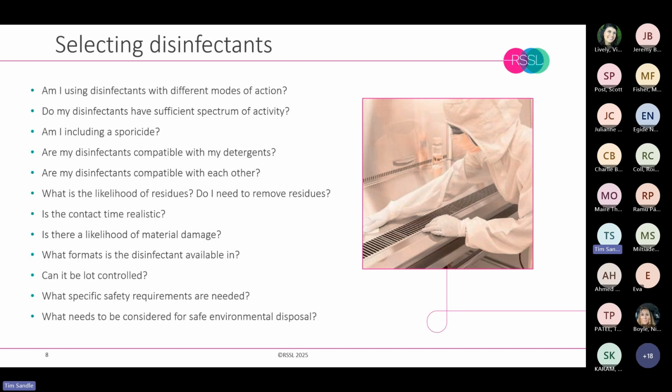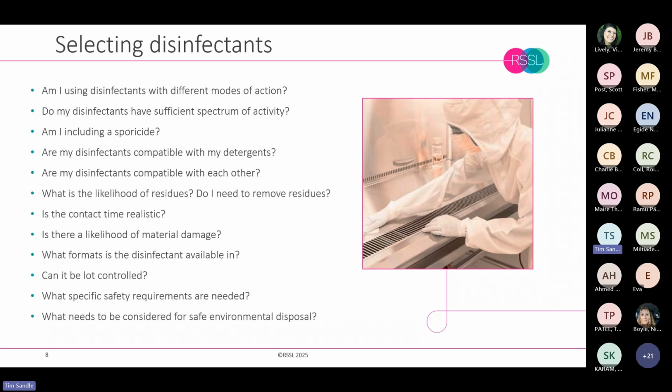So we need to consider whether we're using disinfectants that have different modes of action. By that we mean, are the disinfectants able to kill the microbial cells in different ways? And this is on the basis that certainly within MHRA and European Union GMPs, we need to be rotating between two different disinfectants, and there's no value in rotating between two disinfectants that have the same mode of action.